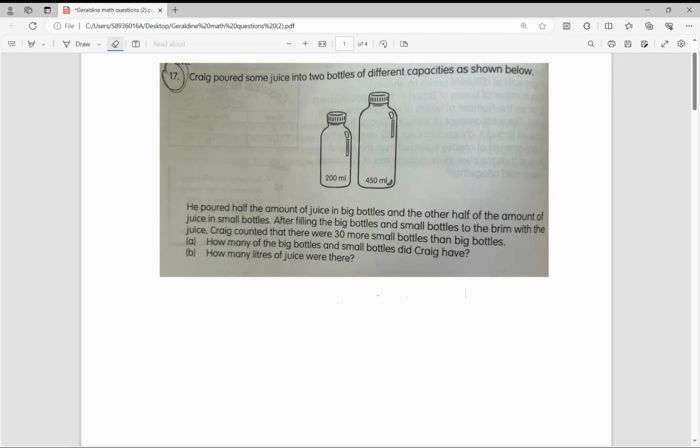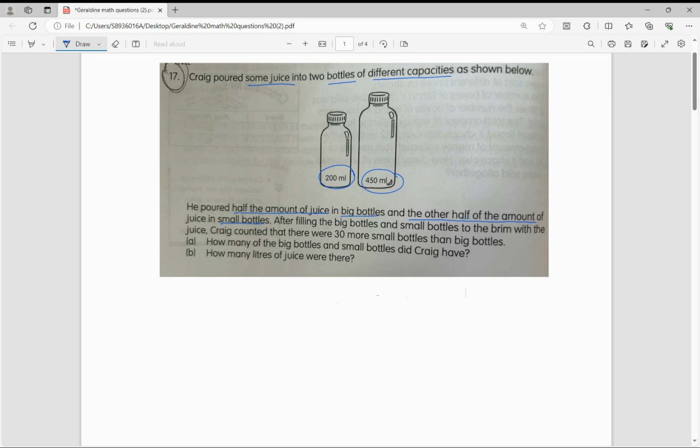Okay, Geraldine, for this question 17, I'm going to break down the question for you first. Craig has some juice, and what he did with the juice is pour it into bottles of two different capacities. One is 200 ml, the other one is 50 ml. He poured half the amount of the juice that he has into big bottles, and the other half into small bottles.